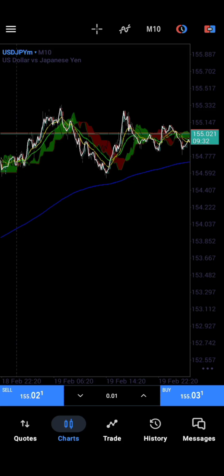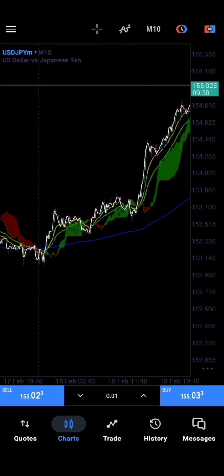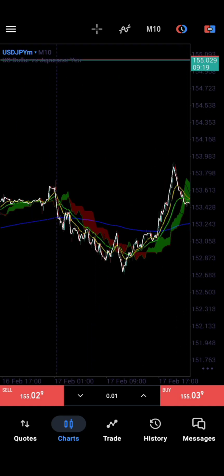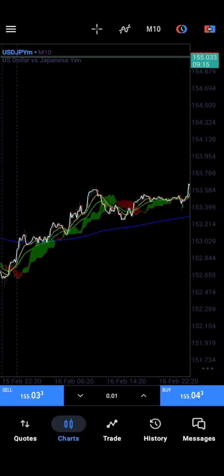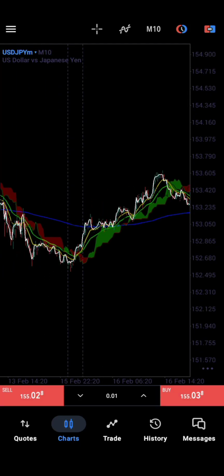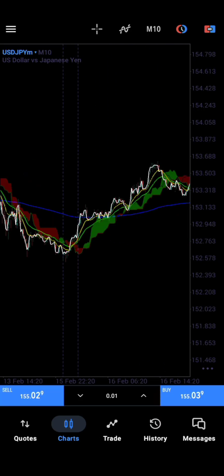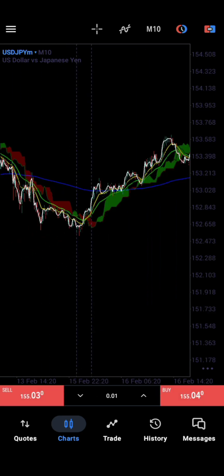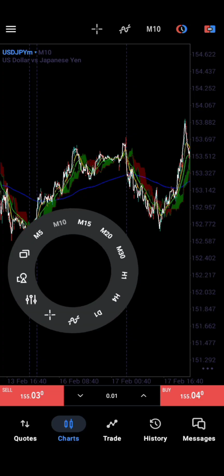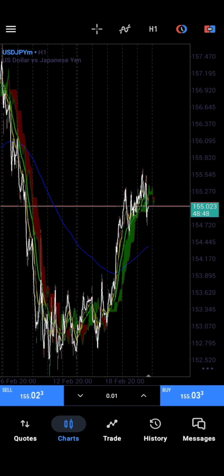So let me explain. For instance, on this pair USD, as you can see, we are looking at the blue moving average, and we are looking at two other moving averages and also a cloud. What we are supposed to look out for now is to see the trend. Then how do we see the trend? So this is 10 minutes. I'm going to 1 hour to figure out the trend.